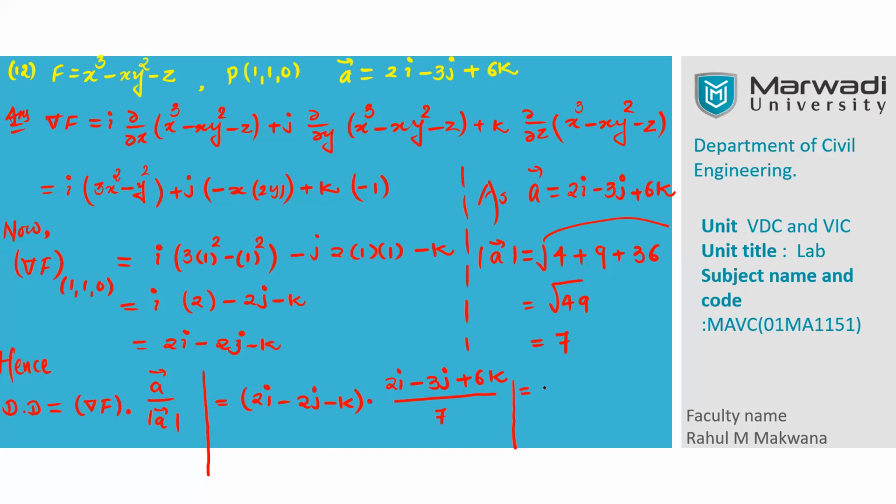So that we have 2 into 2 by 7, minus minus 2 with 3 by 7, plus minus 1 into 6 by 7. Just simplify it. That will be the required directional derivative. Please let me know if you have any query, any question.